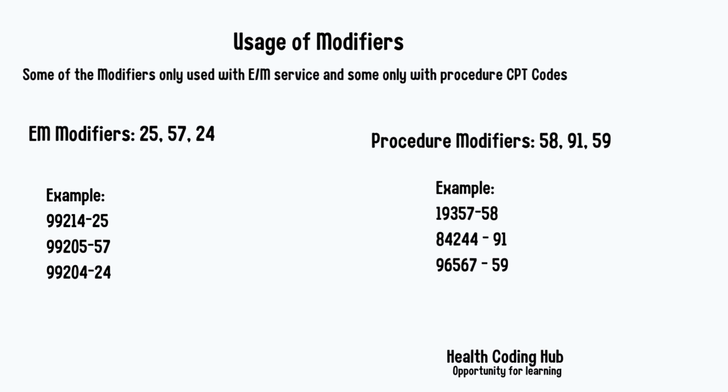Similarly, procedure modifiers can be used only with procedures like lab testing, any surgeries, minor or major, and any radiological examinations. These modifiers can be used only with procedure CPT codes. Dear friends, as we know, in medical coding we have a wide range of modifiers which is divided into different categories like E&M related modifiers, radiological related modifiers, and lab testing related modifiers. Today I am going to explain the E&M related modifiers.